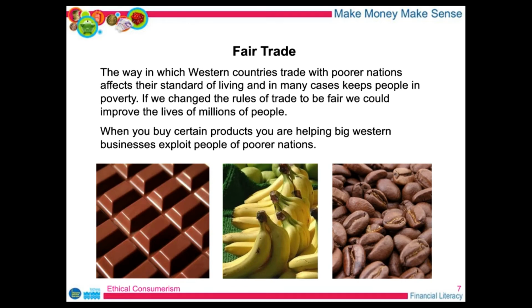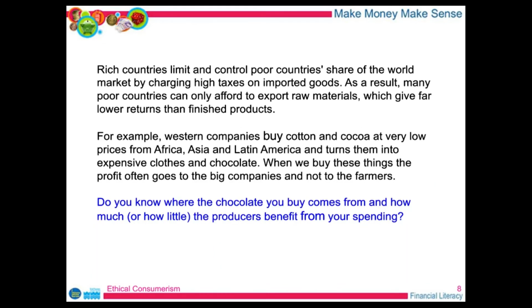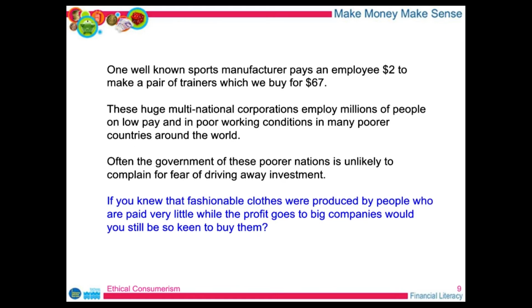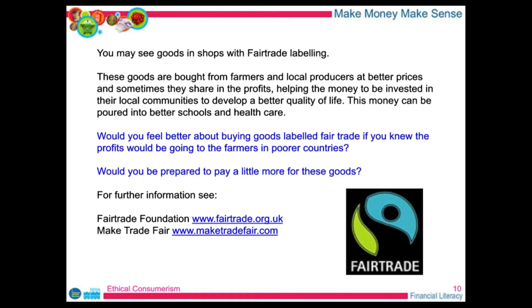Next topic, again, if it's of interest to you, that I want you to look into, is fair trade. So have a read. Next slide, thinking about where the goods that you buy come from. Next slide. And finally, the next slide again, you can pause, but you can also follow the links to do your own research. Fair Trade Foundation, Make Trade Fair.